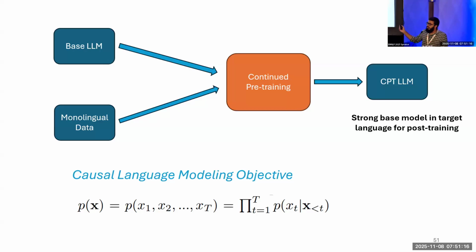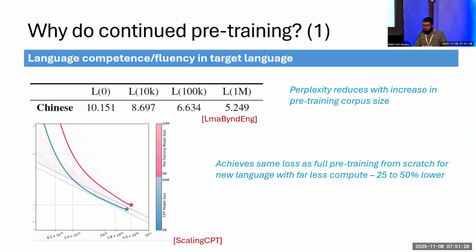And then in the end, you get a CPT model, which is a stronger base model as compared to the previous stage, and then you can use that for your post-training stage. So before actually going into the details about this, let's see why should we even do continued pre-training? What's the benefit that it offers?